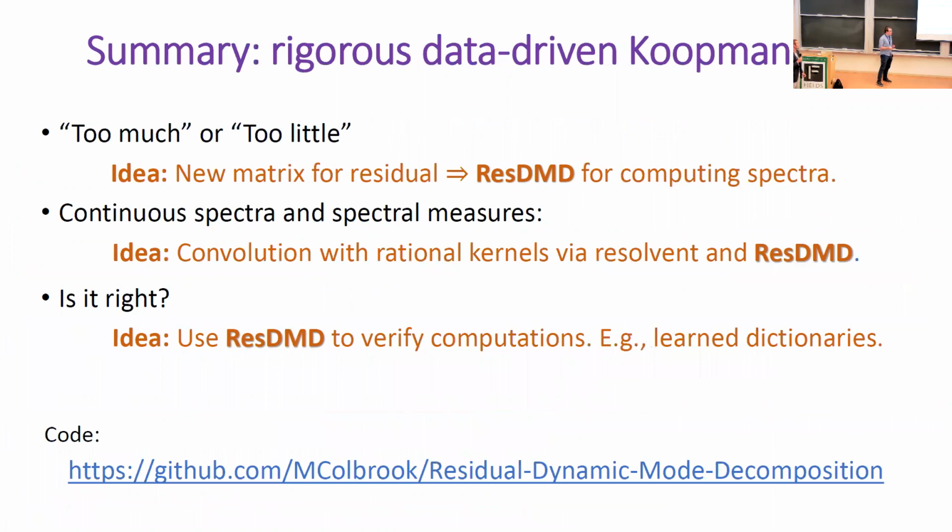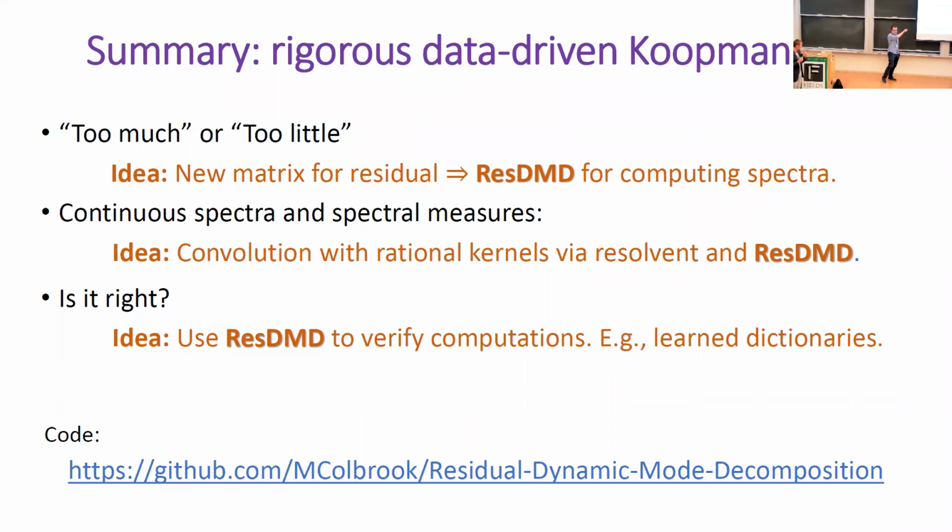Okay, so summary: rigorous data-driven Koopmanism. So we tackled the problems of too much or too little. The idea there was a new matrix for the residual that led to ResDMD for computing spectra. And when we had continuous spectra, we used spectral measures. We convolved that with a rational kernel in general and computed them with the resolvent operator and those inner products with ResDMD. And finally, we looked at the question, is it right?